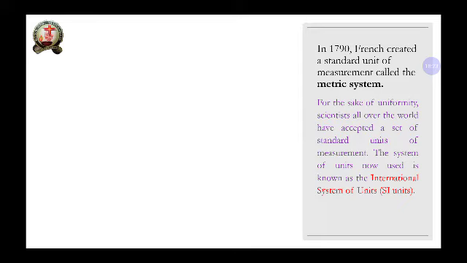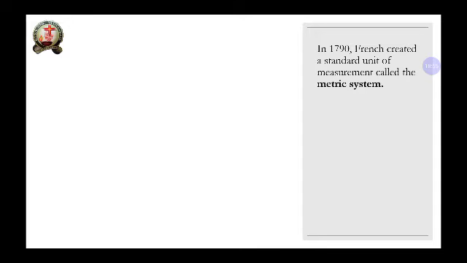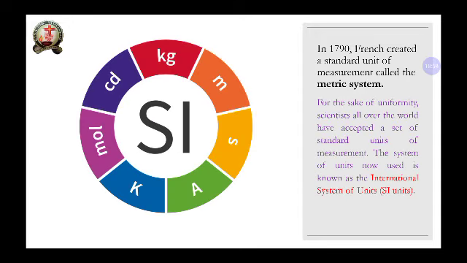So in order to avoid those conflicts, for the sake of uniformity, scientists all over the world have accepted a set of standard units of measurement. They thought, this will not work out if we try to use different systems of measurement. So let's create a standard one which anybody in the world can follow, and that measurement we call SI units, or we can also call it the International Standard of Units.